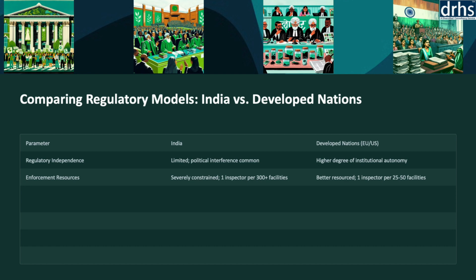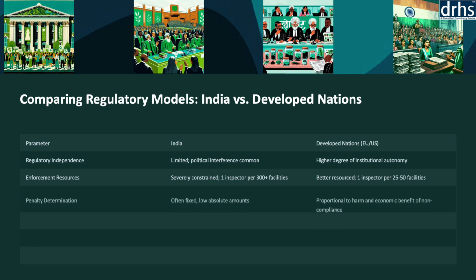The next parameter is related to enforcement resources. India's enforcement resources are severely constrained, with one inspector responsible for over 100 facilities. This limitation hampers effective monitoring and enforcement of regulation. In developed nations, enforcement agencies are better resourced, with one inspector typically overseeing 25 to 50 facilities. This allows more thorough inspection and better compliance with the regulatory standards.